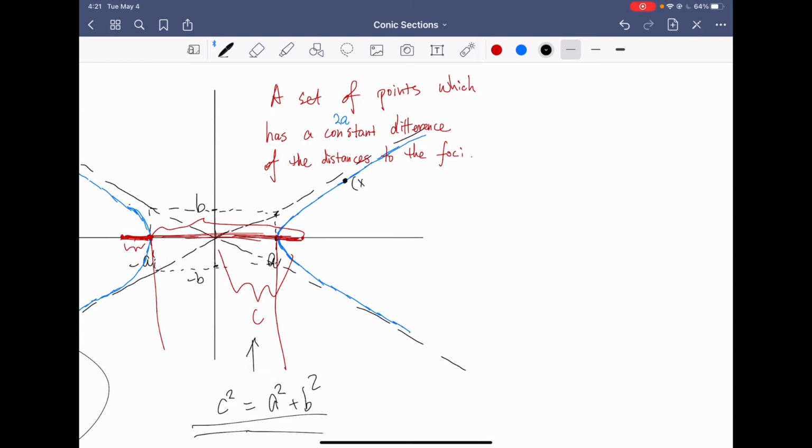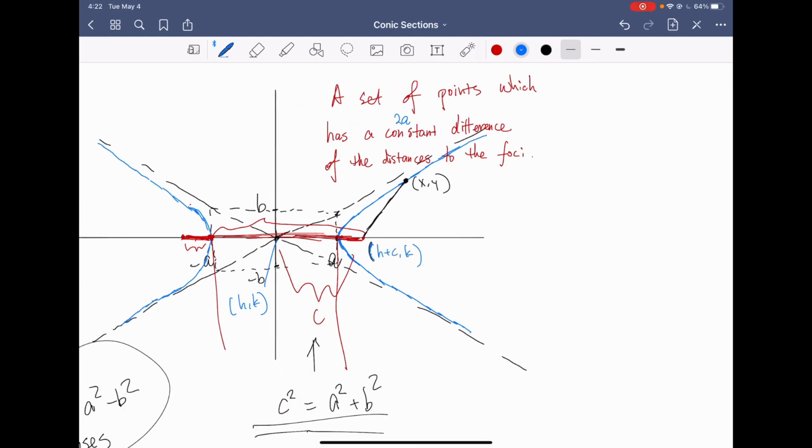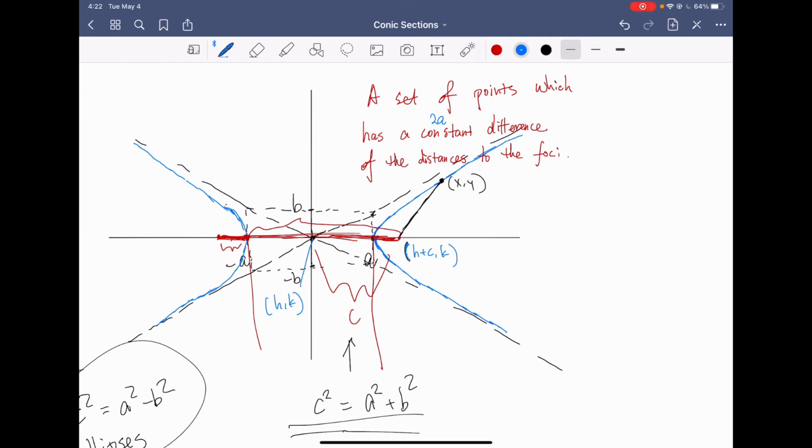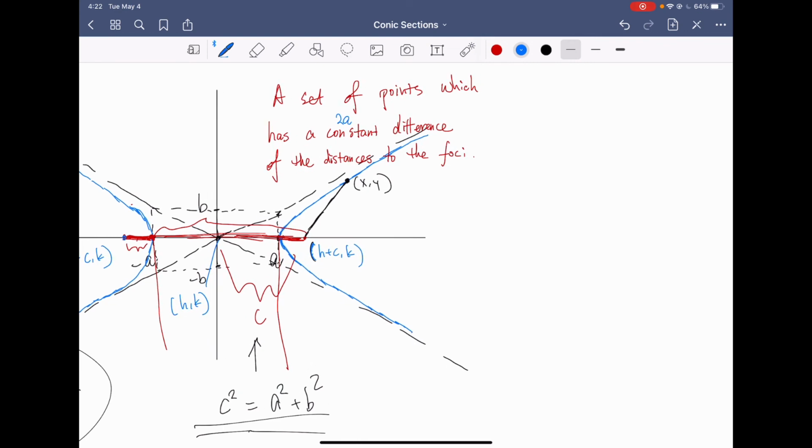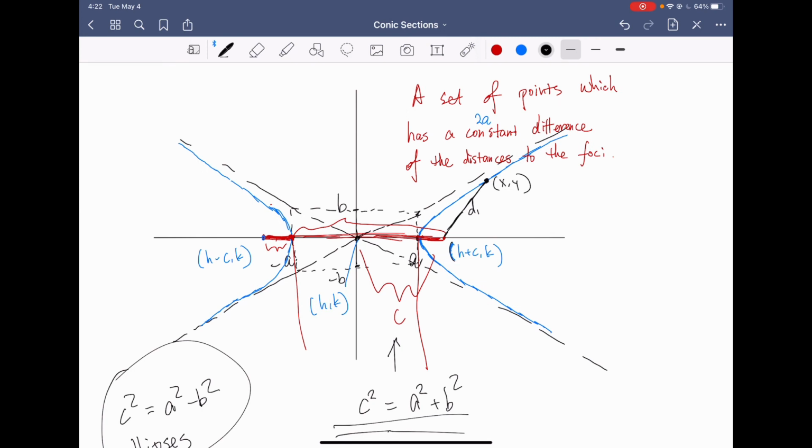Now, if we have a point (x, y), then its distance to one focus, let's say that the center over here would be (h, k), then this coordinate would be (h plus c, k), right? Or it could be (h, k plus c), because it can be vertical as well. Remember that. And vertical is basically the inverse function. And let's say that this focus would be (h minus c, k), and the distance from this to this, let's call this d1, and the distance from this to that, this whole distance over here, let's call that d2.